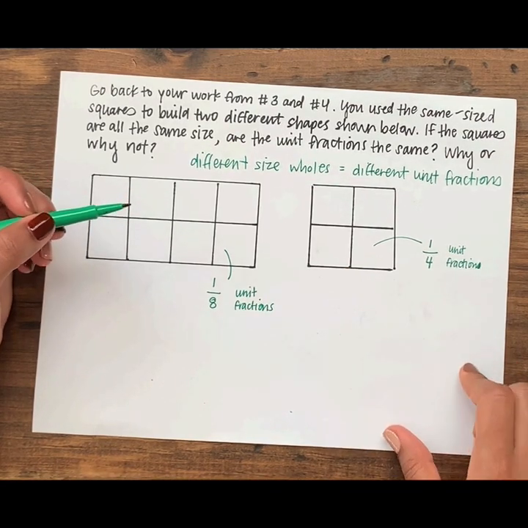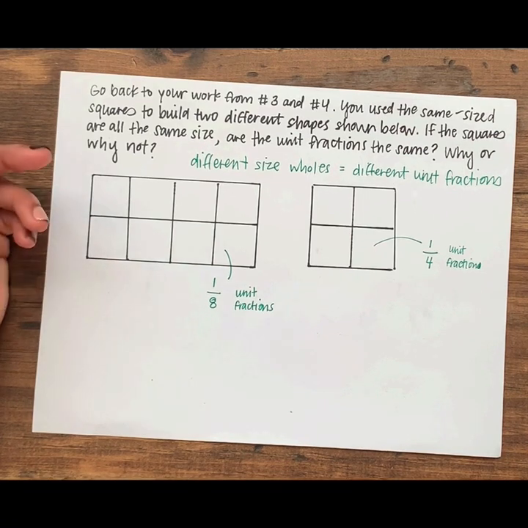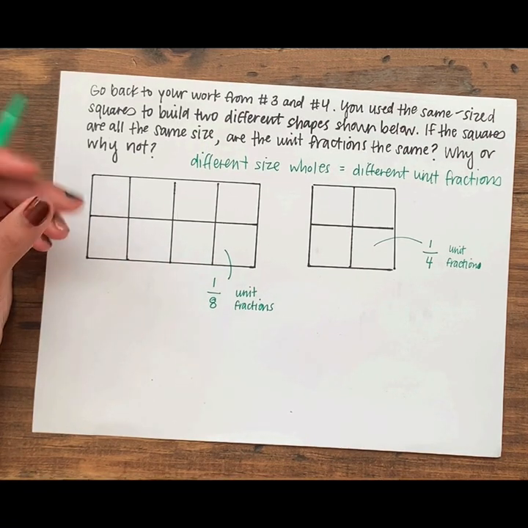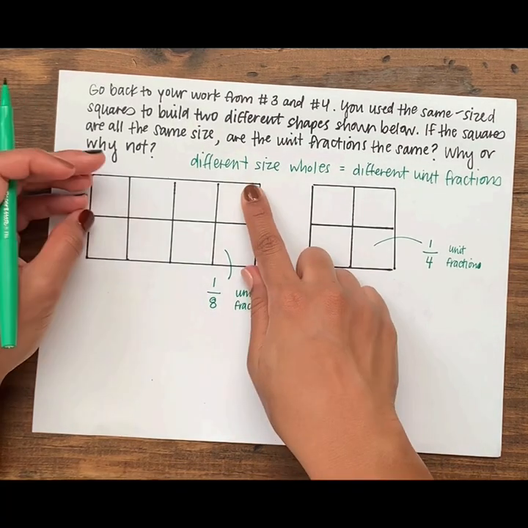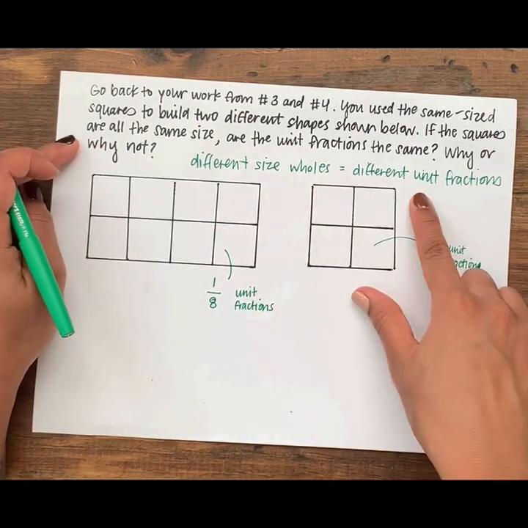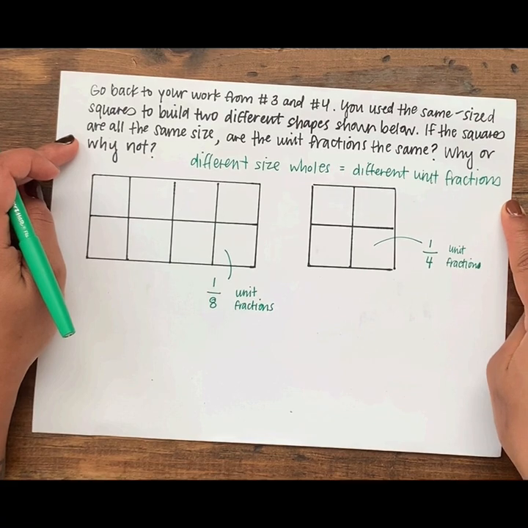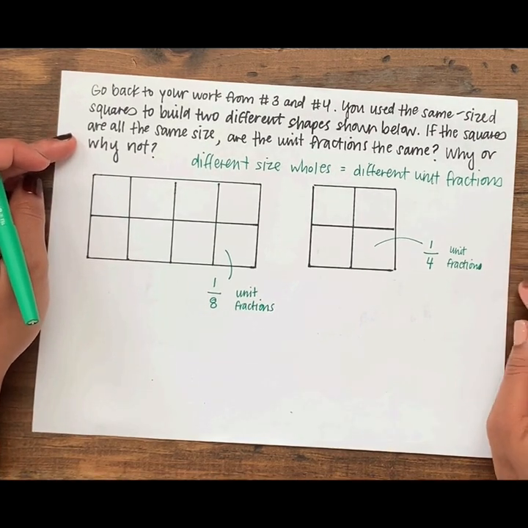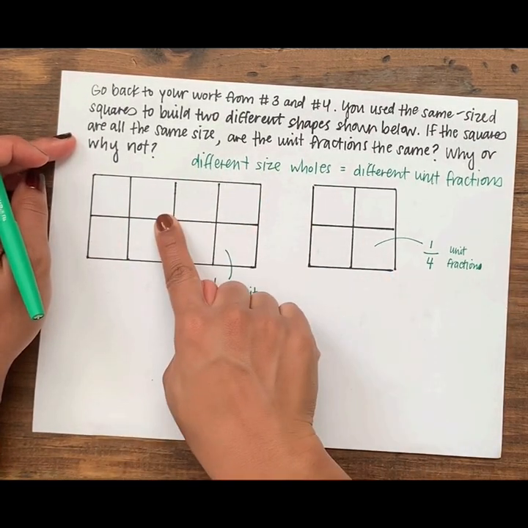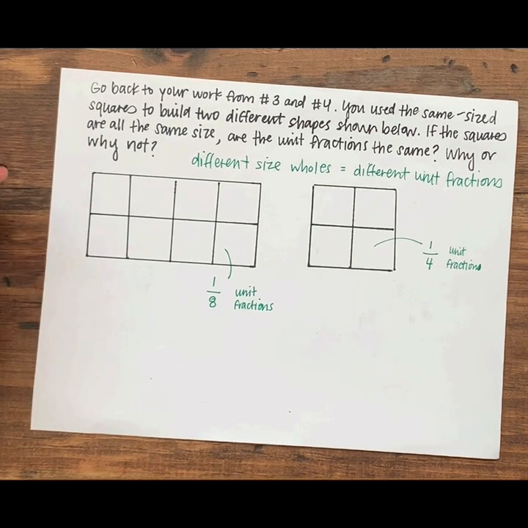As you continue to your work today, remember that a fraction is the relationship of the parts to the whole. Different sized wholes are going to give us different unit fractions, and we need to notice the total number of equal parts and the number of parts that are being referred to.